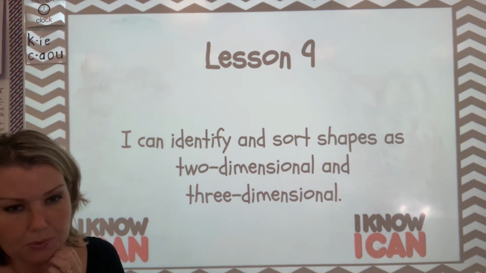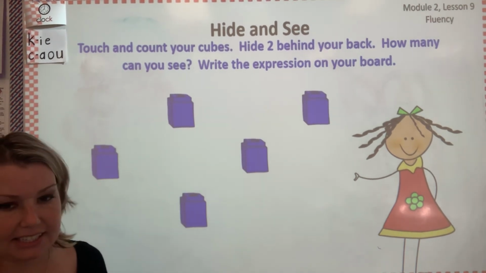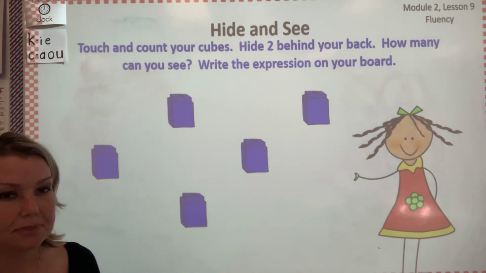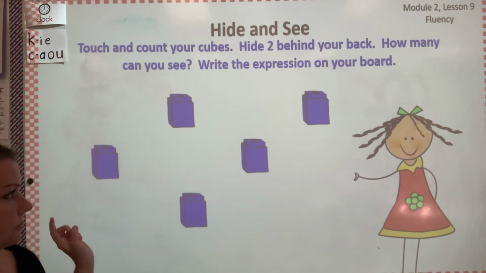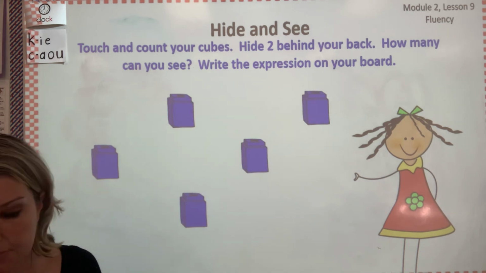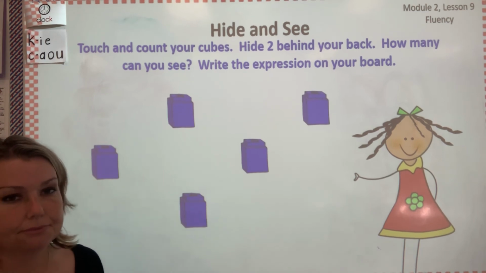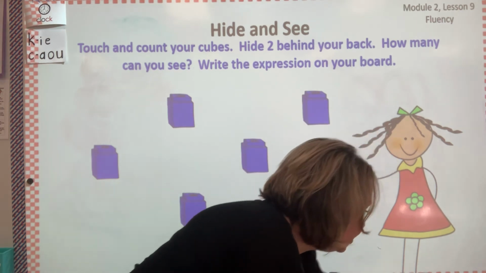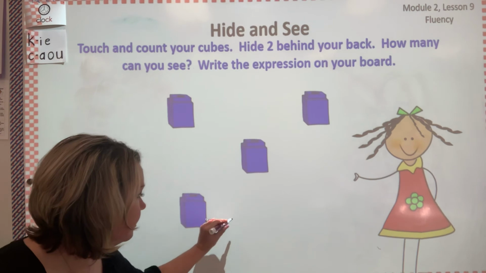Okay, let's do our warm-up. This game is called Hide and Seek. Count the cubes, and then we're going to hide 2. How many can you see? And then we're going to write an expression. So count the cubes. All right, now we're going to hide 2 of them. How many cubes are up here? 5. 5 cubes. So I'm going to put 5 right here.